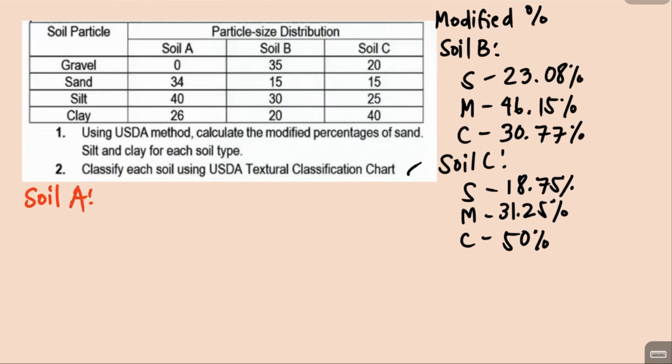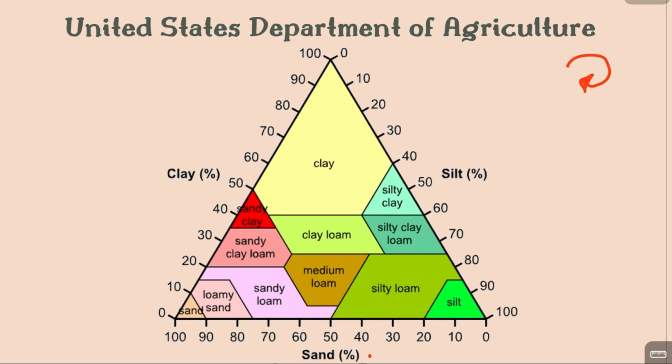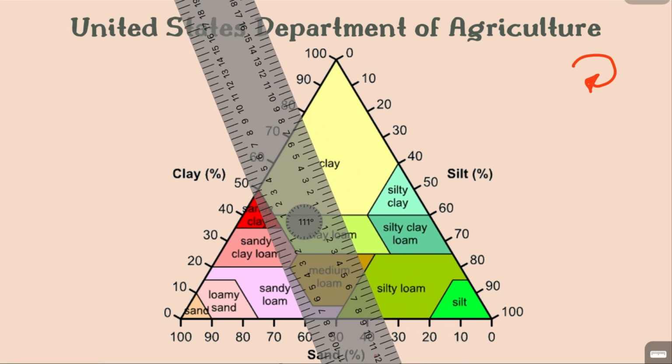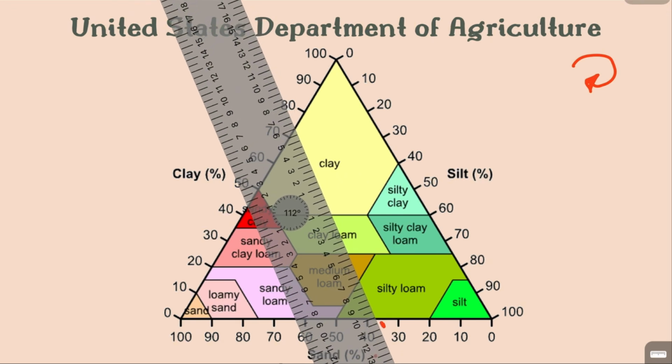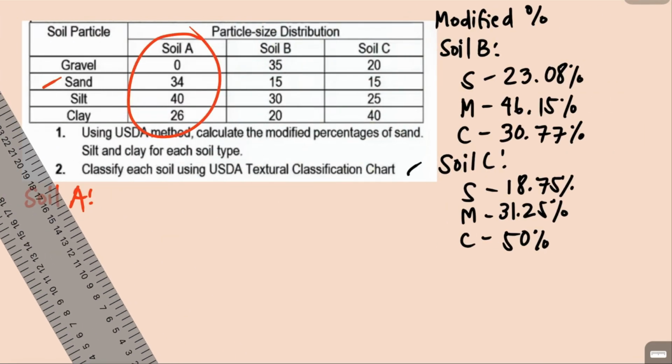Let us try to classify soil A using the textural USDA chart. For soil A, we have these details. Take note that the reading of this chart should be in clockwise motion. Let us start first with the sand particle. For soil A, we have 34%. Let us just draw a line from the 30% number line of sand, 34%. Let us draw a line and connect it to the left side.